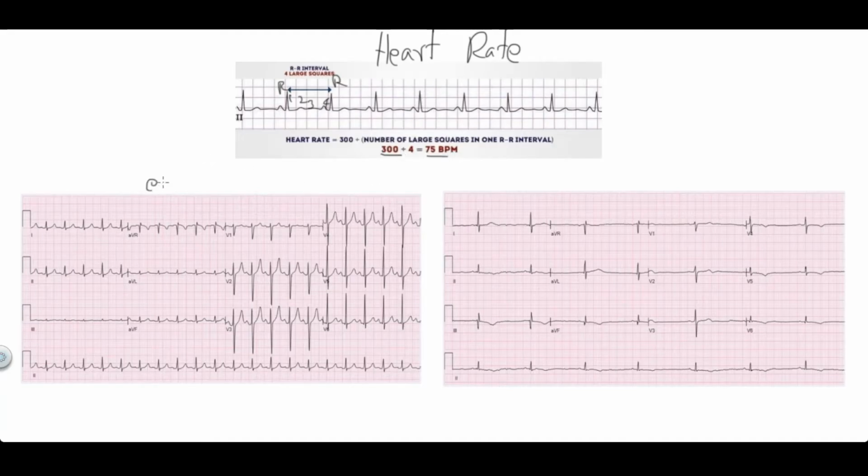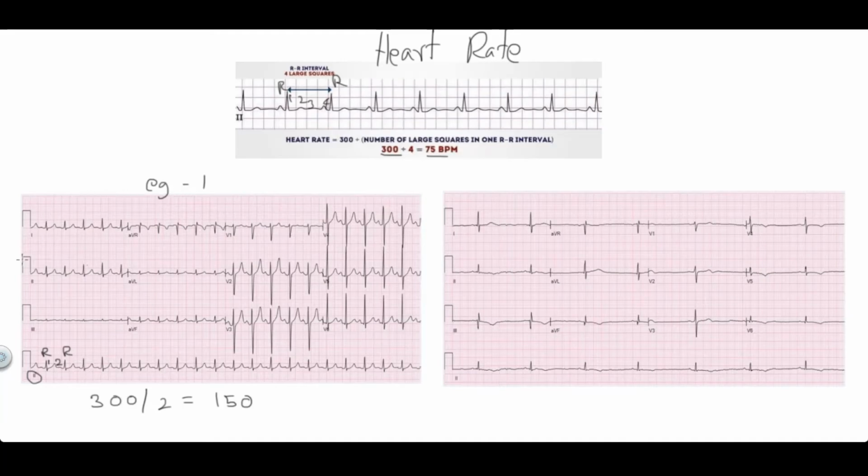In this example 1, we are taking this lead 2 to measure the heart rate. In the lead 2, you can see this RR interval. And if you number the large boxes between the RR, it is 1 and 2. If you divide 300 by 2, you will be getting 150. So the patient is in tachycardia.